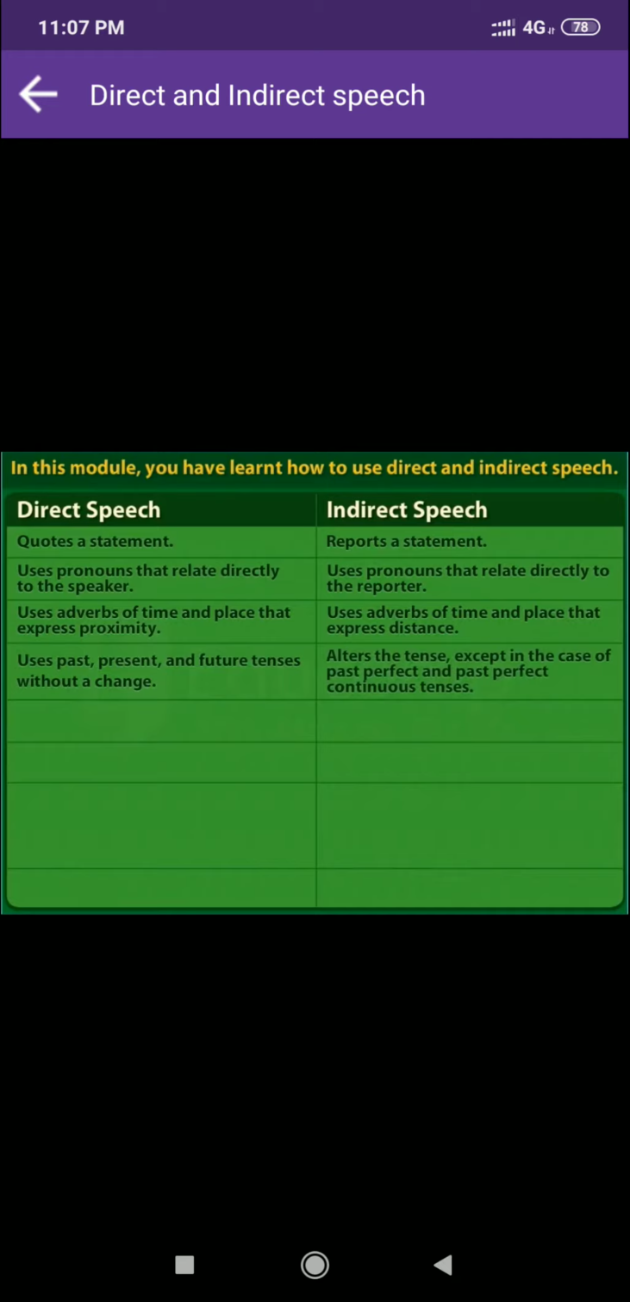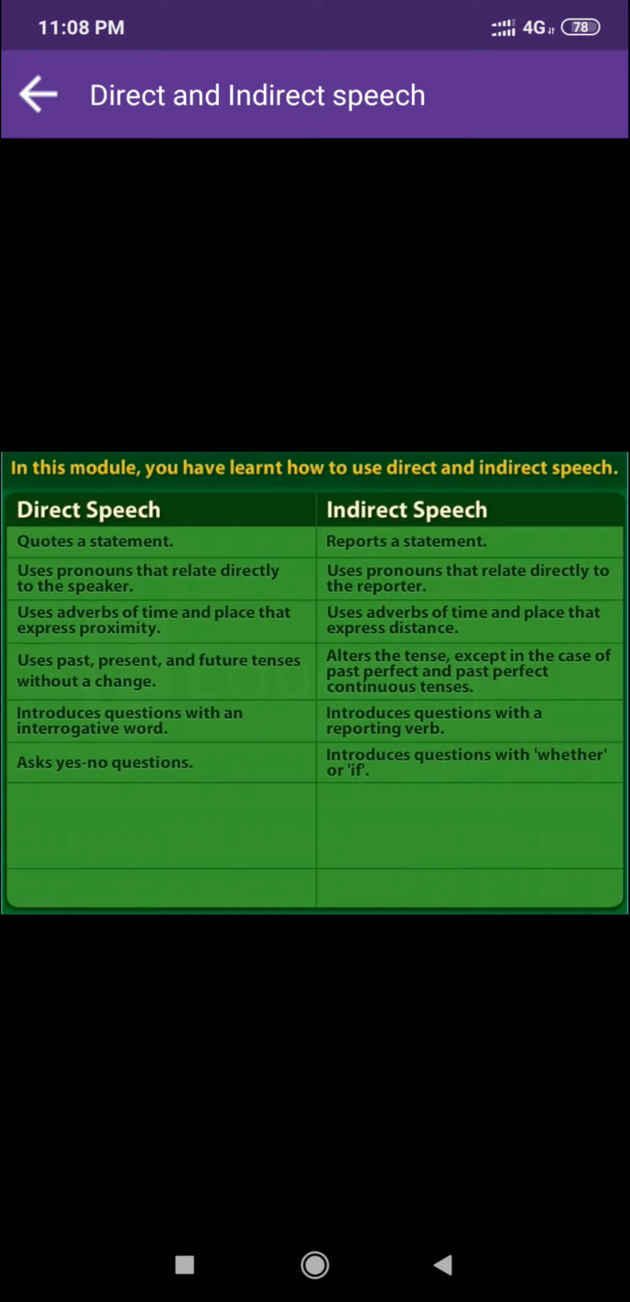Direct speech introduces questions with an interrogative word. Indirect speech introduces questions with a reporting verb. Direct speech asks yes/no questions. Indirect speech introduces questions with whether or if.